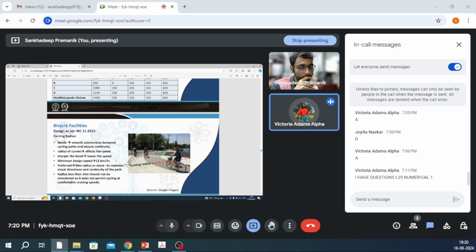Yes, but in the question they are considering 15 to 20 kilometers per hour, and as per the note we have 5 to 15 kilometers per hour. I don't know why.